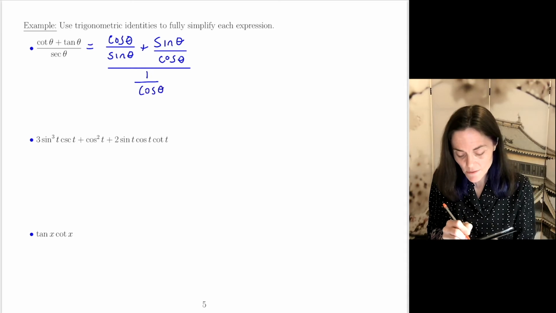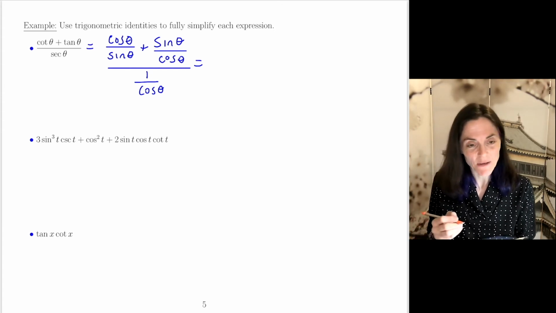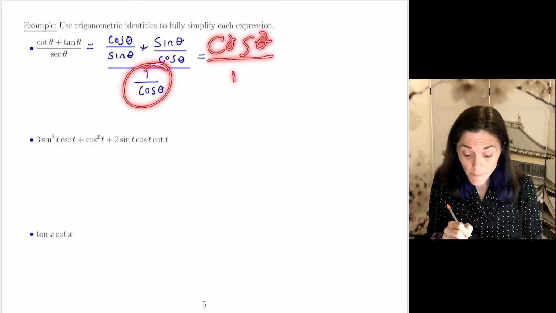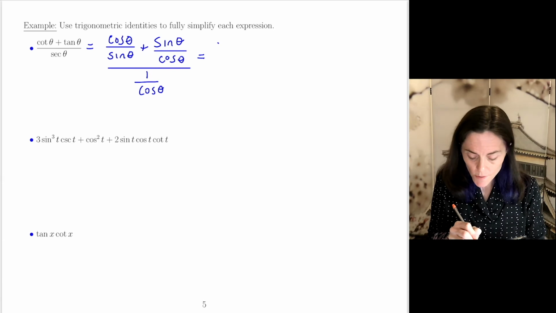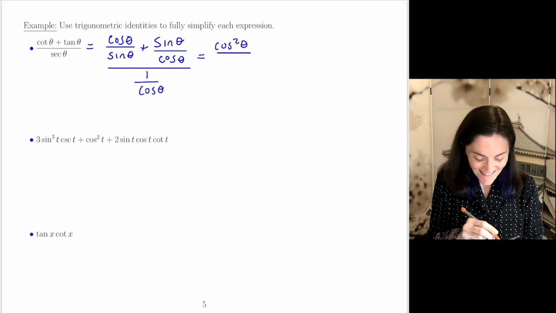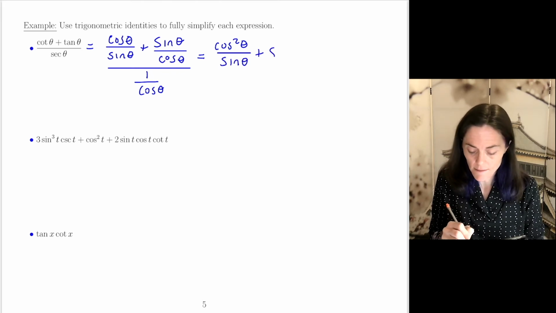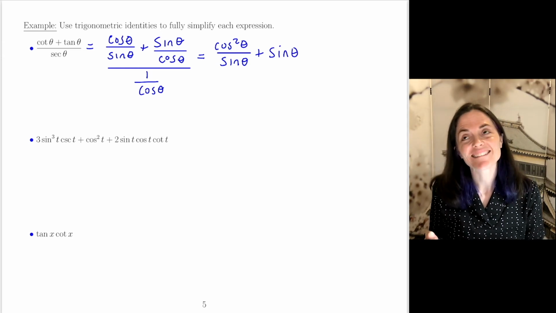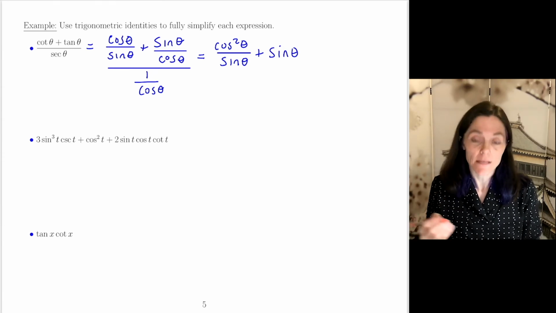Now, what can I do? Well, I can invert and multiply. When I do, you notice I will be multiplying this entire thing by cosine theta over 1. And so this first term turns into cosine squared theta over sine theta. And then the second term becomes sine theta. Now ask yourself, can you simplify this more? We can. In fact, I can get a common denominator and add these two terms.